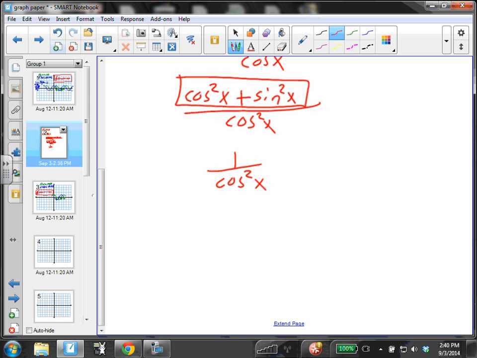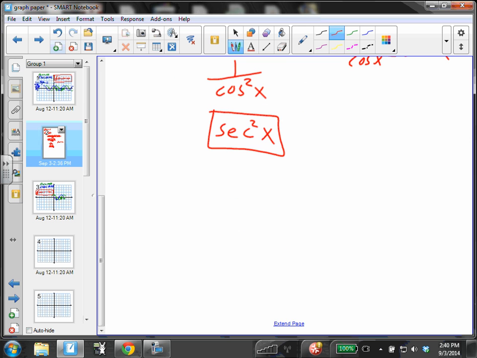1 over cosine is the same thing as secant. Remember, that's a trig identity. 1 over cosine is equal to secant x. But this isn't just 1 over cosine. It's 1 over cosine squared. So when I use the identity, it's going to make secant squared x. So here's our final answer.